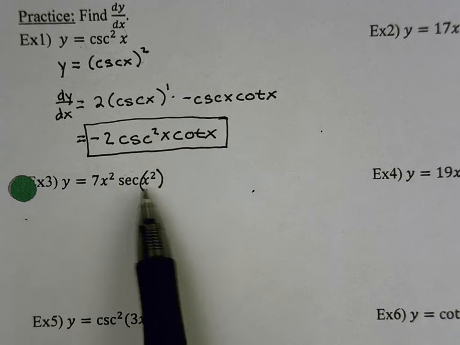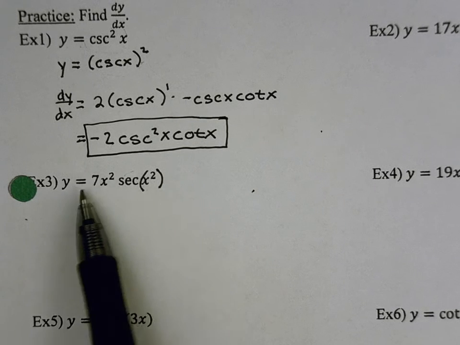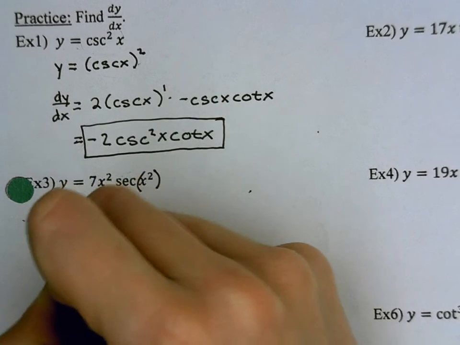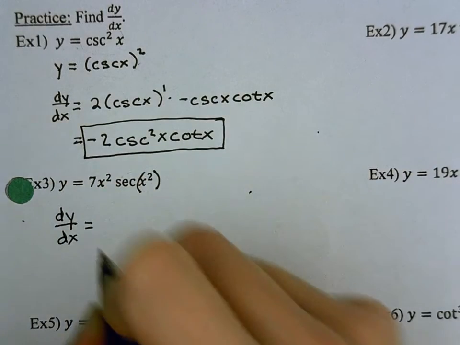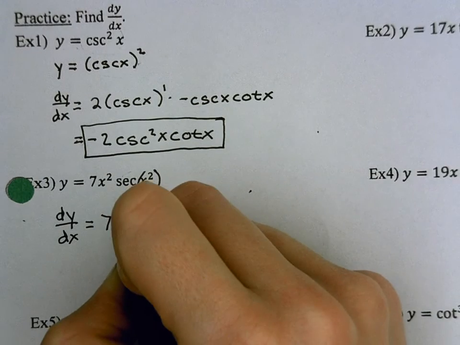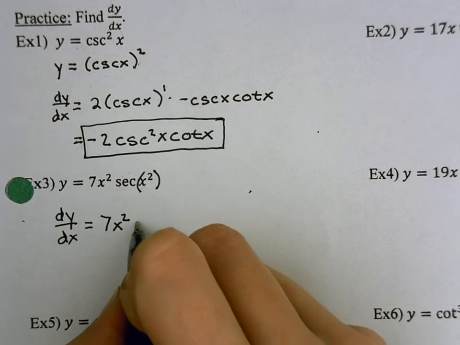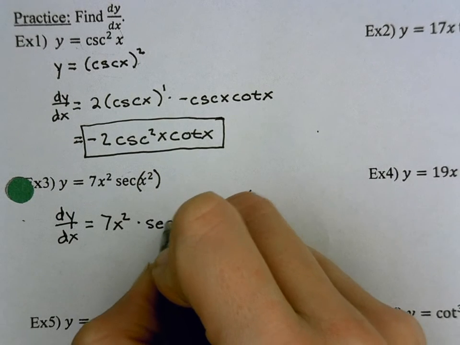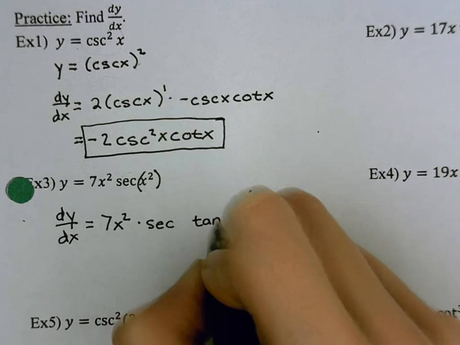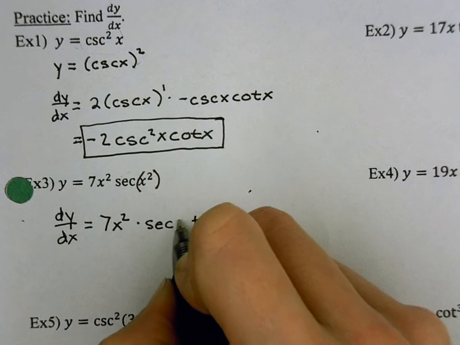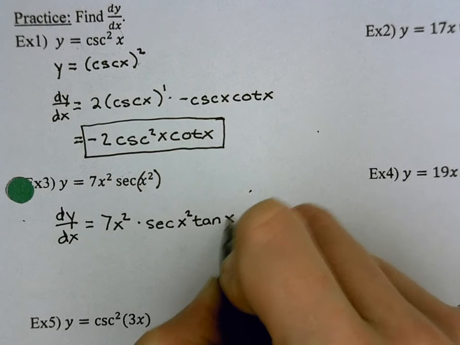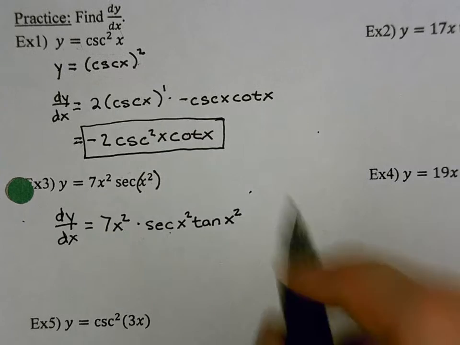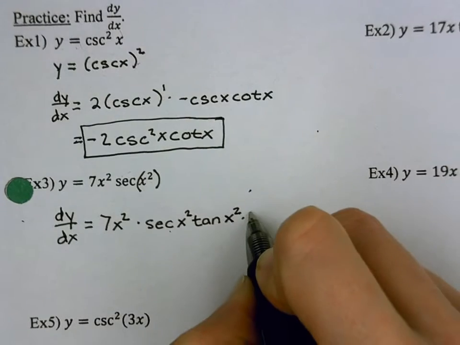Okay, and then we have 7x squared times secant x squared, which is going to be product rule, d1 times 2 plus 2 times d1. Okay, so we've got our 1, which is 7x squared. d2, we're going to do derivative of the outside first. The derivative of secant is secant tangent. And then make sure that we leave our guts alone. So this is going to be secant x squared, tangent x squared. Right, that's our outside derivative of our d2. Then we could do times the derivative of the guts.